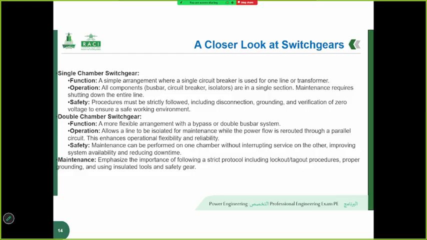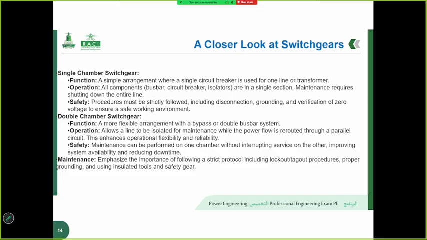So this allows for a line to be temporarily switched to the second busbar while its primary circuit breaker is isolated and taken offline for maintenance or inspection. And the last thing is maintenance and safety protocols, regardless of the switchgear types.